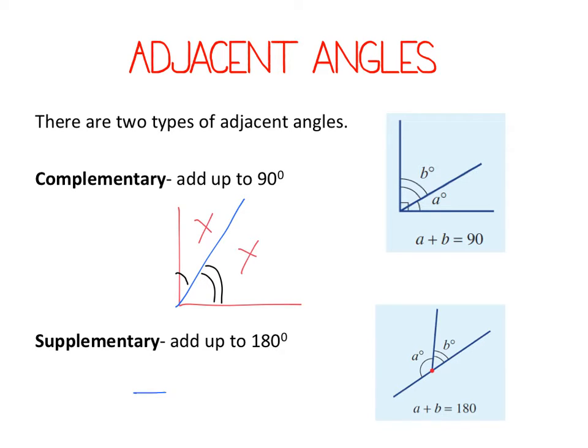If they get given to you on a 180-degree line, and it's usually like a line going up like that, and it says that angle and that angle, okay, the relationship between those two is supplementary. They add up to 180 because they're on a straight line.